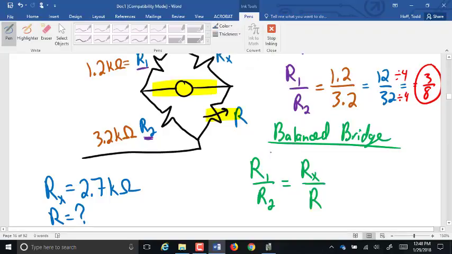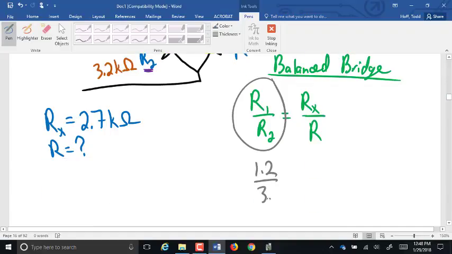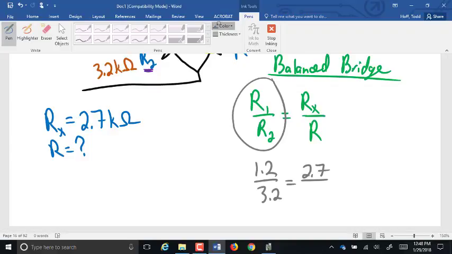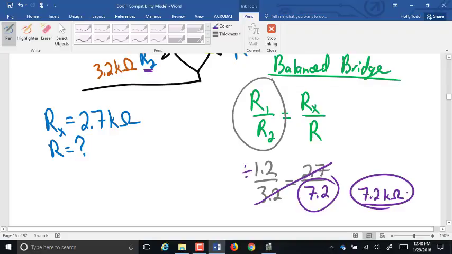Now, it doesn't matter for R1 and R2 whether we go to the 3/8 or if we go back to 1.2 over 3.2. Really doesn't matter. The 2.7 goes in for Rx. Now we can cross multiply and divide. 3.2 times 2.7 divided by 1.2 is 7.2. So we would have to be set at 7.2 kiloohms for that variable resistor to balance this bridge.